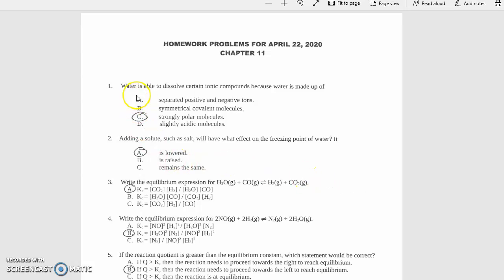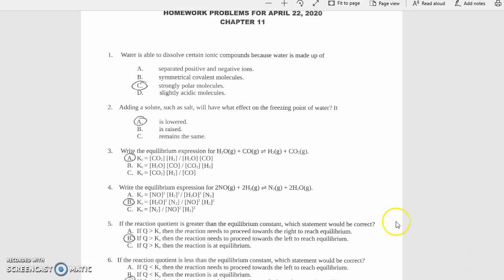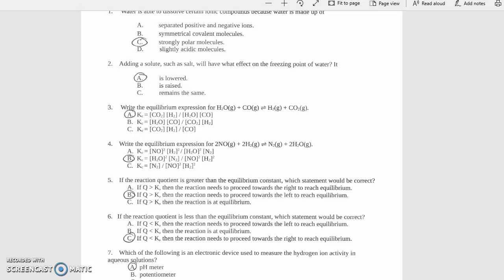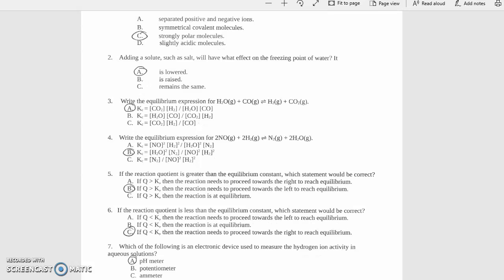April 22nd. Water is able to dissolve certain ionic compounds because water is made up of strongly polar molecules. The answer is C. Adding solutes such as salt, what effect does that have on the freezing point? It is lowered. A, it is lowered, okay? Then continuing on, 3, the equilibrium expression is just the concentrations of the products divided by the concentration of the reactants, right? And so 3 is A, 4 is B, and if a reaction quotient is greater than the equilibrium constant, that means the reaction needs to proceed towards the left to reach equilibrium. Likewise, number 6 then is less than the equilibrium constant. The answer is C. The reaction needs to proceed to the right to reach equilibrium.